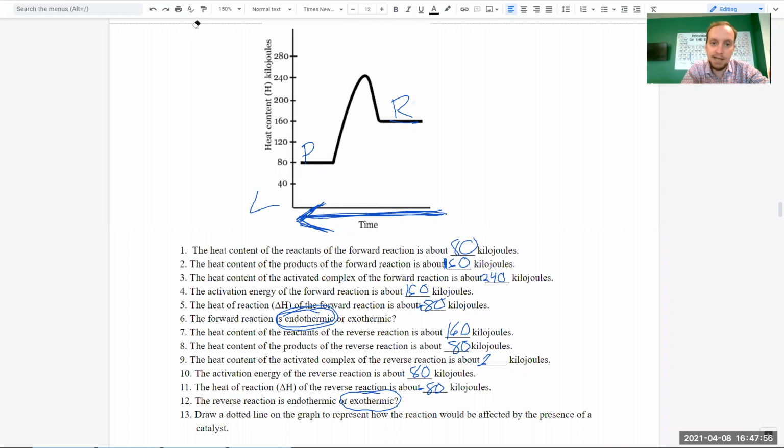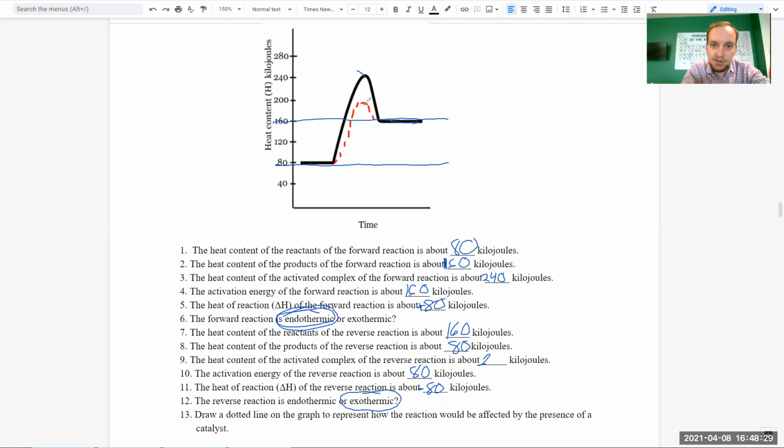Finally, it says we're going to draw a dotted line in order to show how a catalyst would affect the reaction. So let me go ahead and do that. Let me change my colors just so I can see a little bit better. So if I added a catalyst, then it's going to look something like this. It doesn't really matter if we're going from right to left or left to right. Remember that the reactants, or the products in the reverse reaction, are unaffected, and the products, or the reactants in the opposite direction, are unaffected. Again, the only thing that has changed is your activation energy.